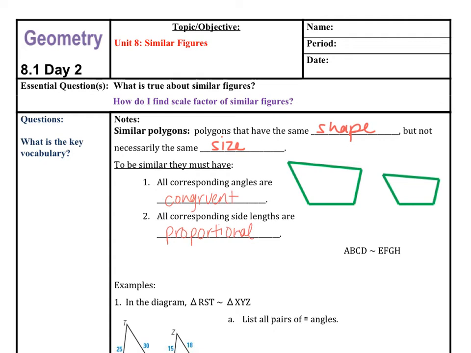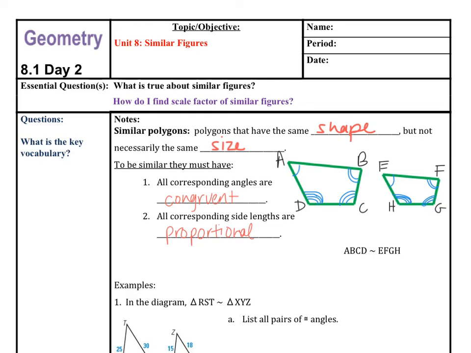So if you look at this picture here, on these shapes, let's go ahead and label them A, B, C, D, and E, F, G, H. So on these two shapes, you have to have the same angles. So A would have to be congruent to E, B to F, C to G, and D to H. The angles have to be the same.